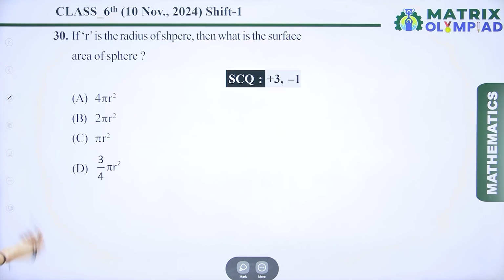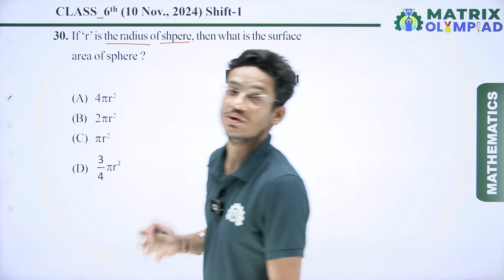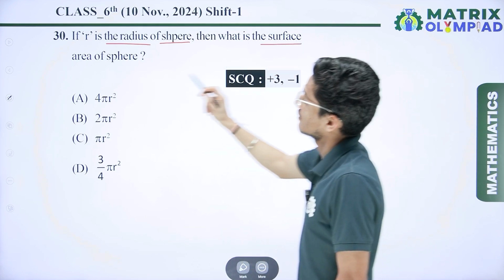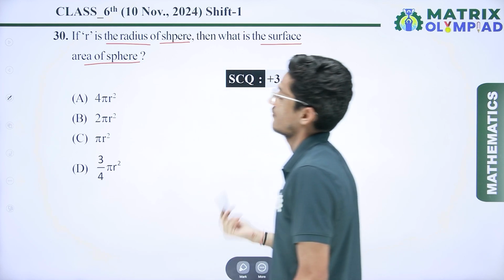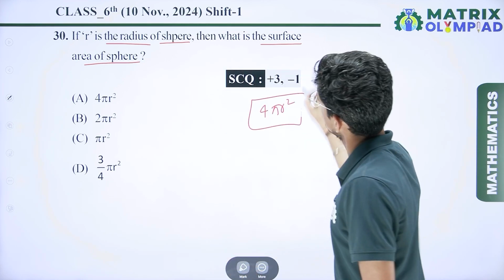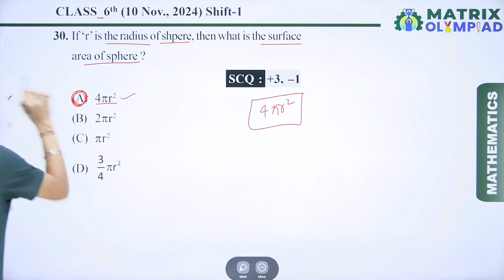So now if I talk about the next question, that is, if R is the radius of a sphere. So here we have given R, the radius of a sphere. Then what is the surface area of a sphere? We know the surface area of a sphere is 4 pi r square. So check which option is correct, 4 pi r square. So here option number A is the correct answer.